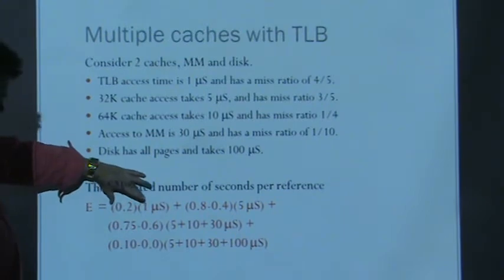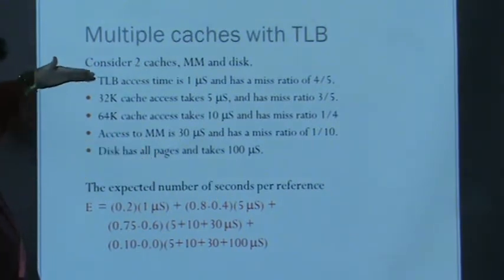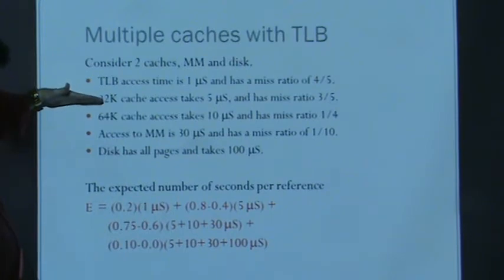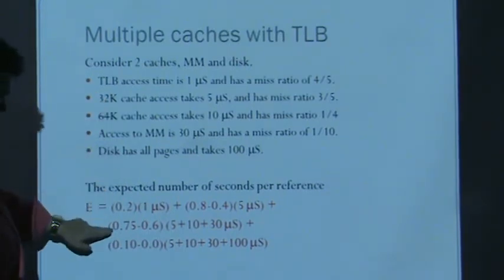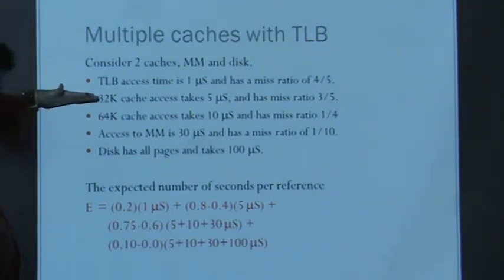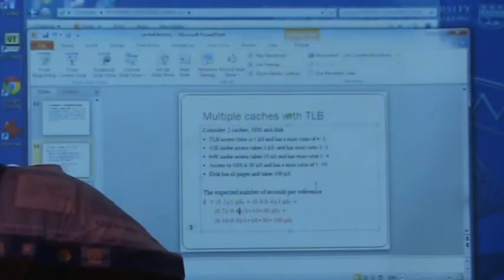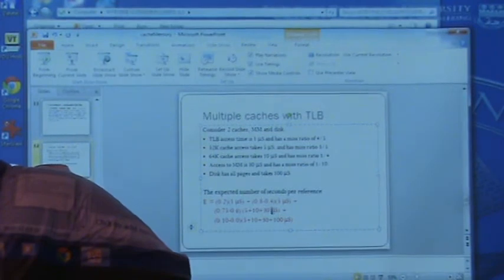Wait, this is the TLB. This is the probability that we are not in the TLB, minus the probability that we are in the cache. The next one should be the probability that we're here, minus the probability that we're not here. So it should be 75 minus 60, and the time would be 5 plus 5 plus 10. Okay, sorry about that. It should be 5 plus 10.